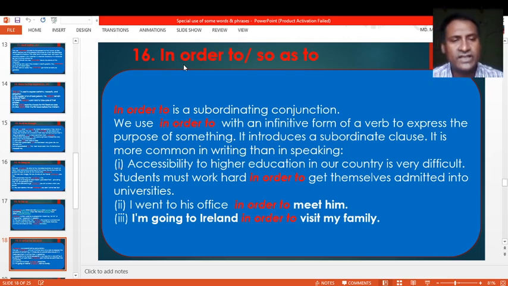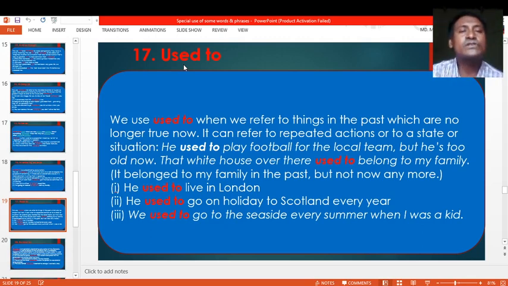Another sentence. I went to his office in order to meet him. I went to his office for the purpose of meeting him. Here it indicates that. I'm going to Ireland in order to visit my family. In this sentence, we see that I'm going to Ireland for the purpose of visiting my family. Hope that these examples will cover you to understand the phrase in order to or so as to or only to. This indicates only purpose.